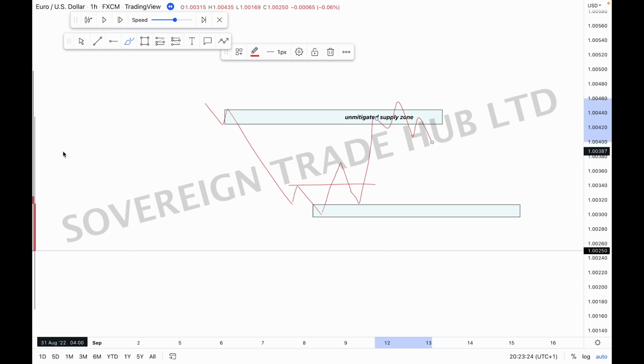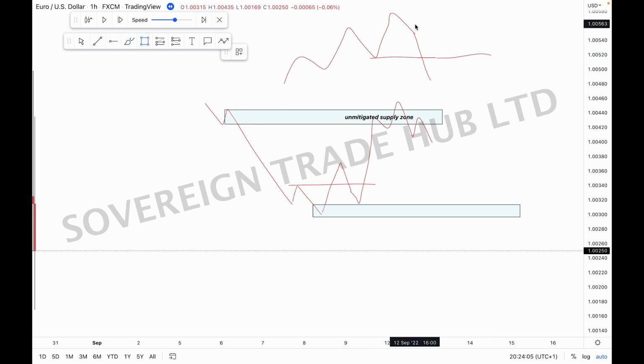And what do I call a change of character? Take, for example, the market is in a bullish trend, creating higher high, higher low, higher high, higher low, higher high, higher low. Now, on this higher low, at the point at which the market violates this higher low, what we have now is what we call a change of character. The moment the price action violates the higher low, we already have a change of character.